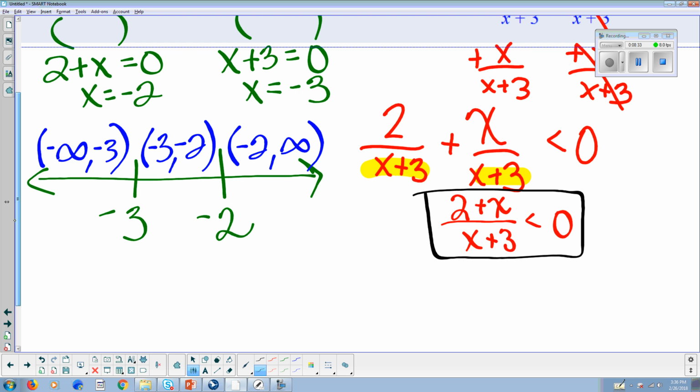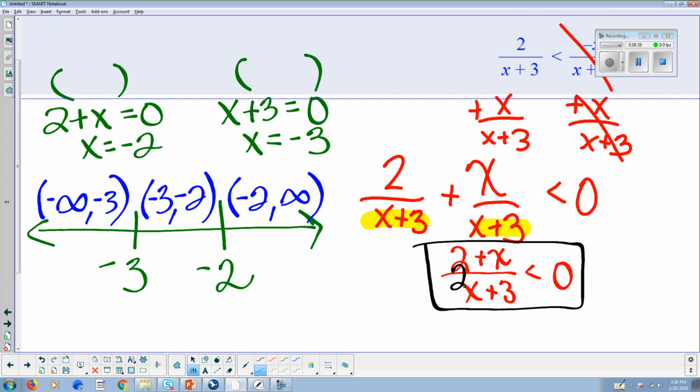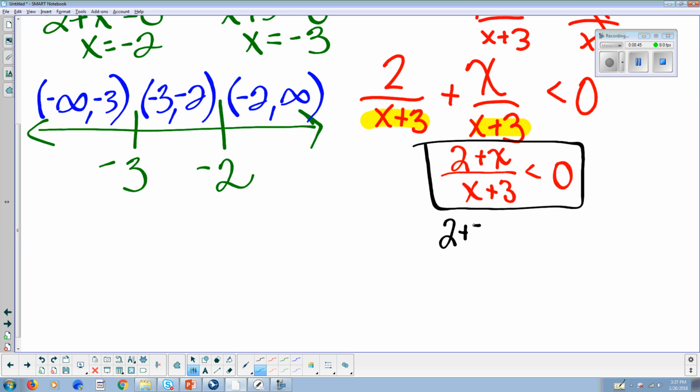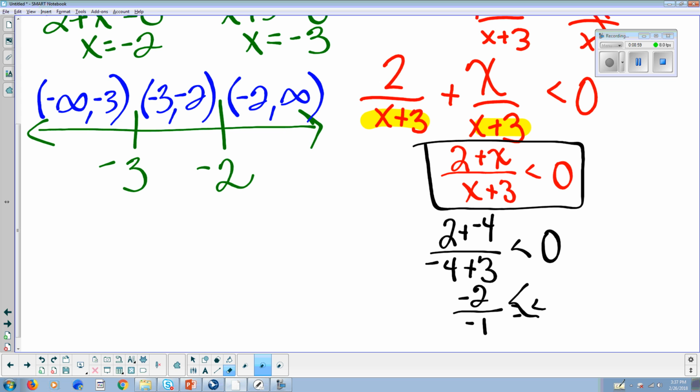So in the first interval, negative infinity to negative 3, I may test with negative 4. So 2 plus negative 4 over negative 4 plus 3 is my first substitution. So 2 plus negative 4 is negative 2, and negative 4 plus 3 is negative 1. Sorry. Let me fix that. So I get negative 2 divided by negative 1 is less than 0, which is 2 is less than 0. Is that true or false? 2 is not less than 0, therefore we reject the first interval.